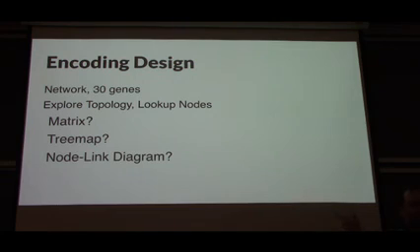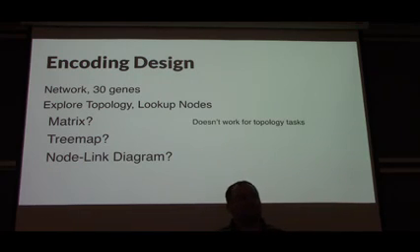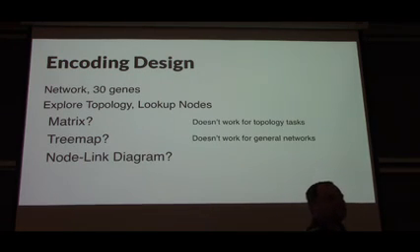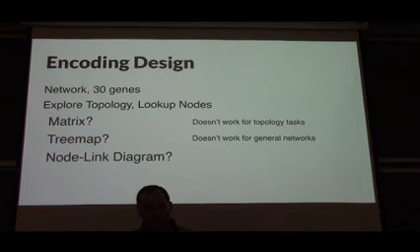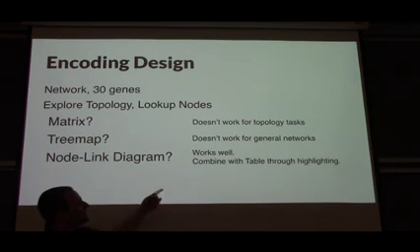Is a matrix a good choice here? No, because we want to explore the topology, right? And we know that matrices are only good for neighborhood-related tasks, so they're clearly not a good choice. Is the tree map a good choice here? So no, the tree map actually doesn't work at all for this data type, right? It only works for trees. It doesn't work for general networks. So we can't really consider a tree map. And so a node link diagram here works well.